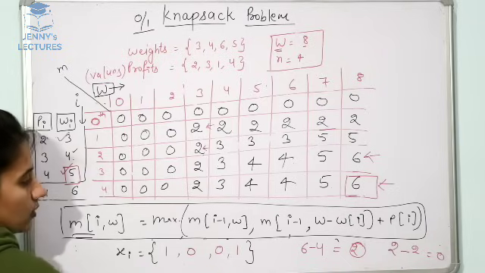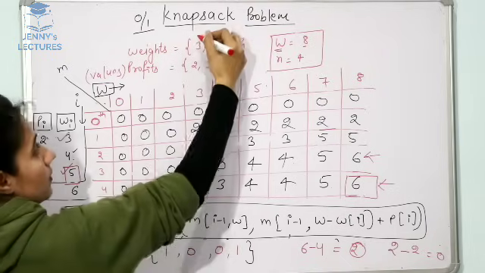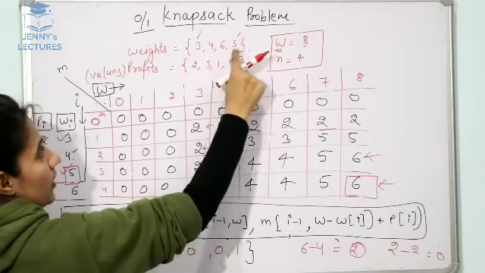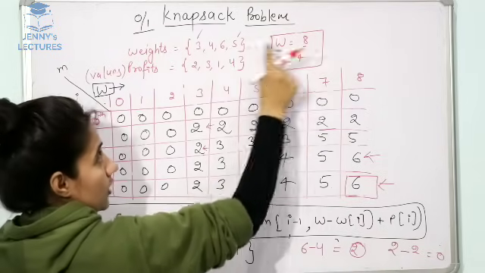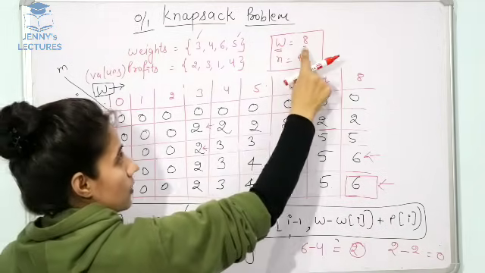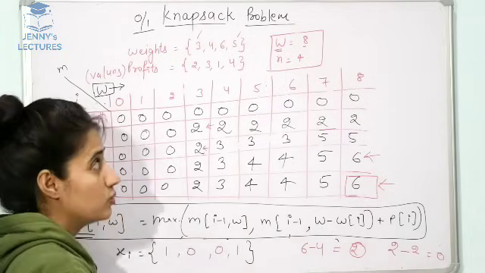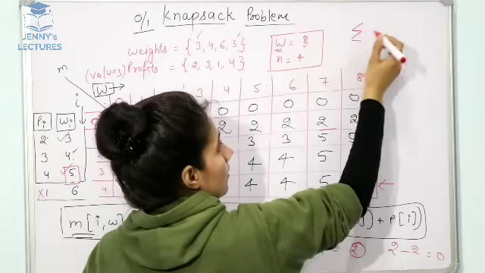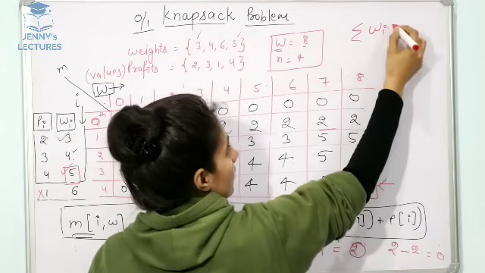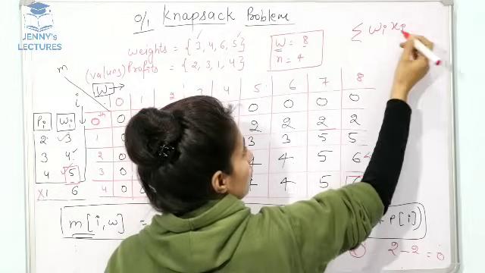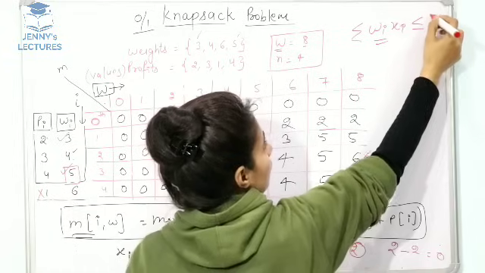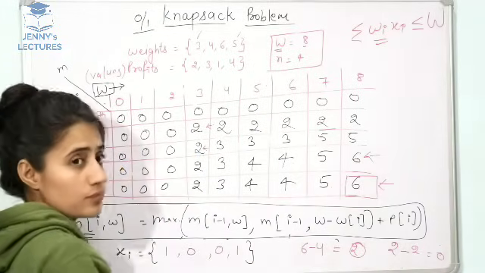1, 0, 0 and 1. We will select this item and this item. 5 plus 3. We can select these items because total weight is what? 8. That is fine, because maximum weight should be what? That weight of item should be what? Less than or equal to W.